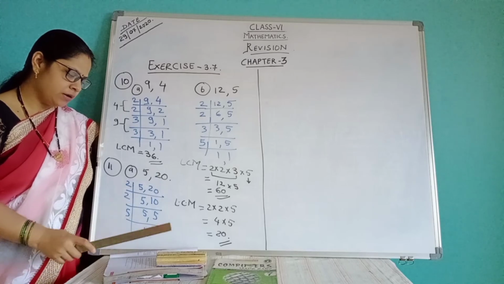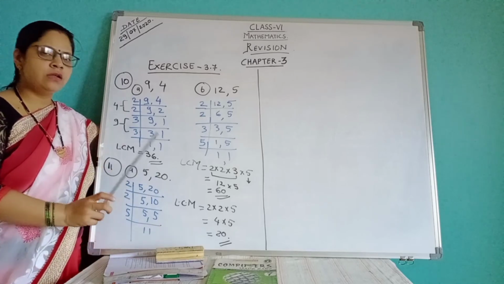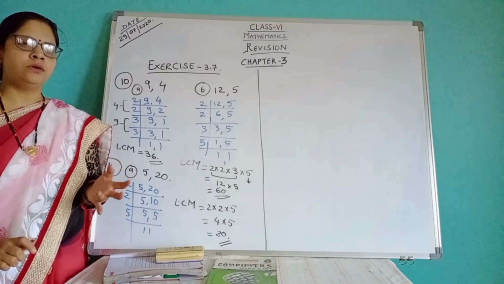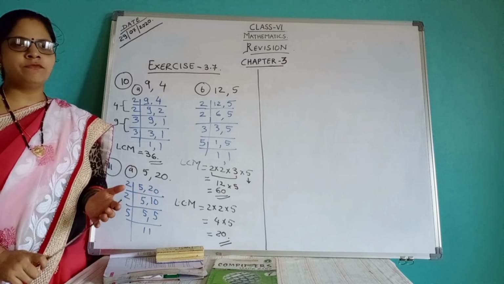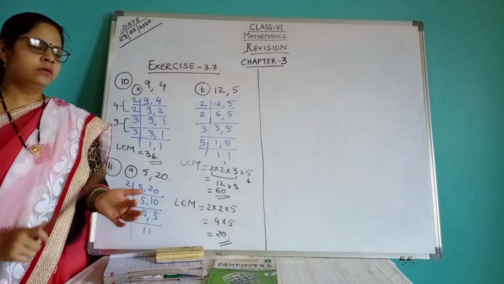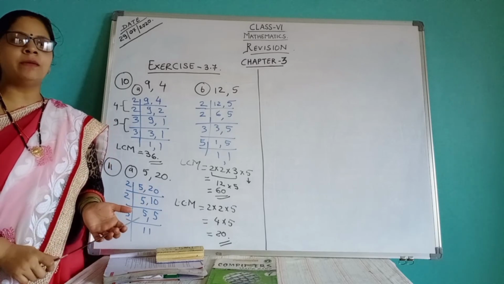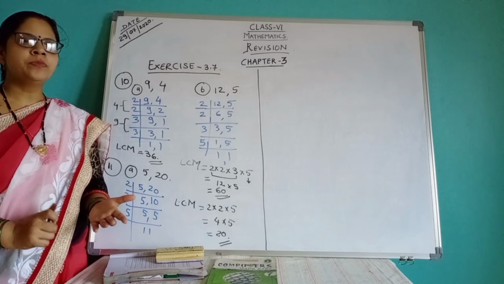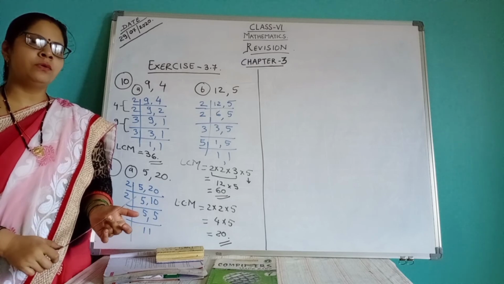So this completes your exercise 3.7. The revision of chapter 3 is completed. So we have completed the revisions of chapter 1, chapter 2, and chapter 3. Chapters 4 and 5 I have taught you only. Very clearly I have told all the definitions, all the examples, and I have explained all the exercise questions also. The PDF I have also given. Complete it in your notebook.